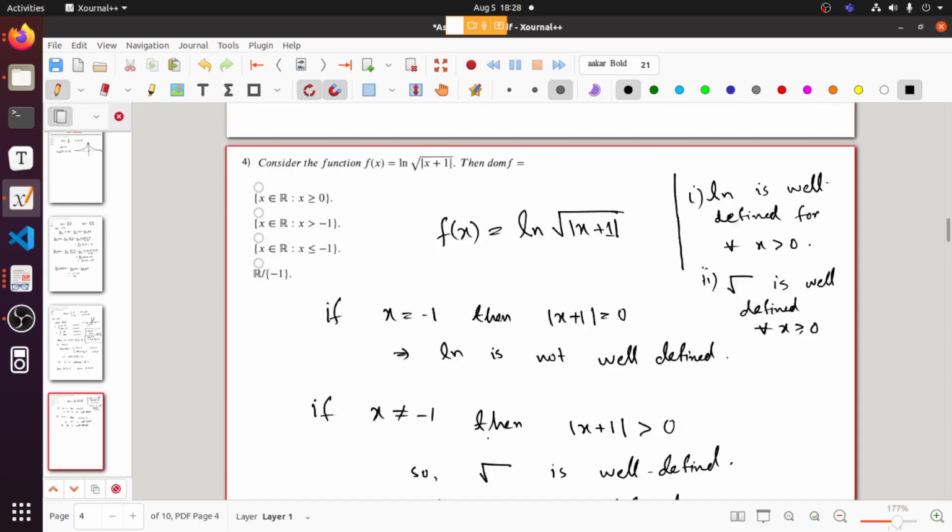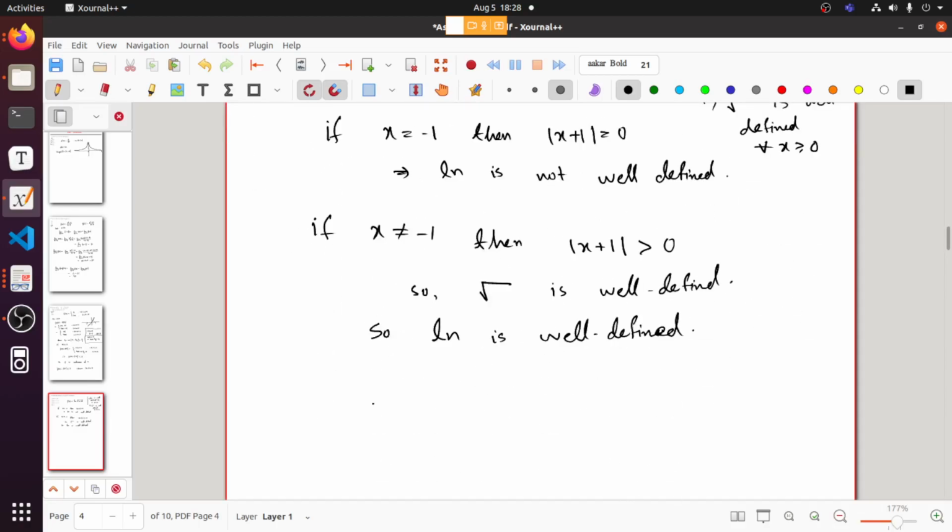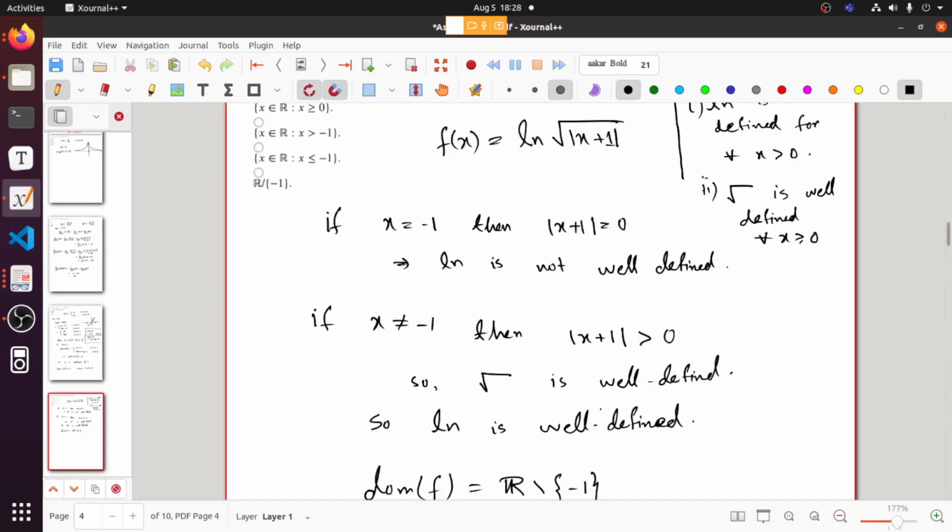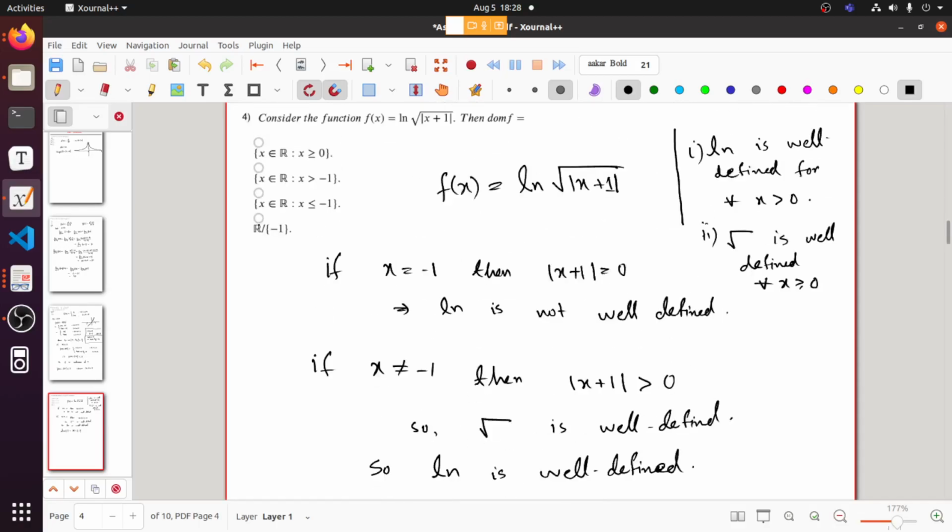So what will be the domain? The domain of f will be the whole of R except at the point minus 1, right? Because at minus 1 it will be 0, so log is not well defined. So what we will get? The domain of f is R minus {minus 1}. So option 4 is correct, right? Is this fine?